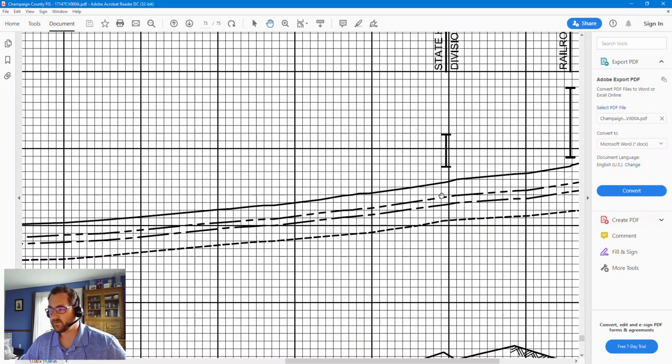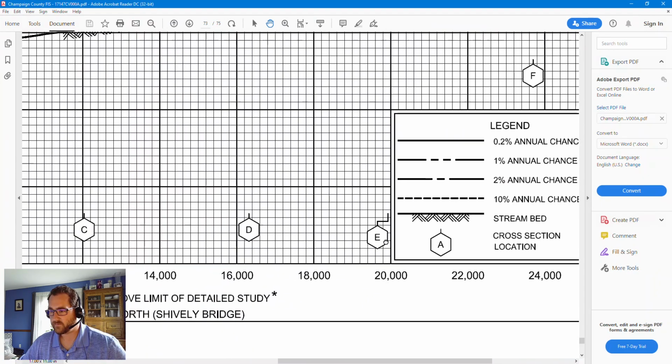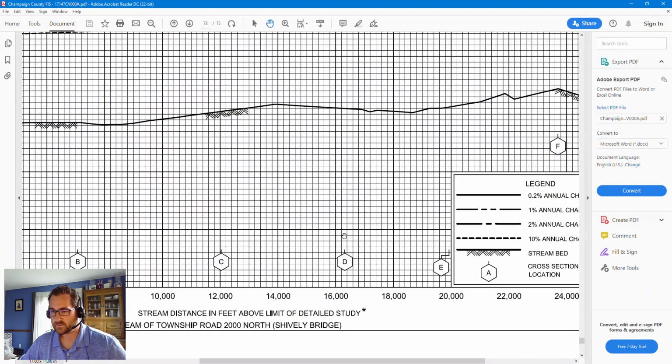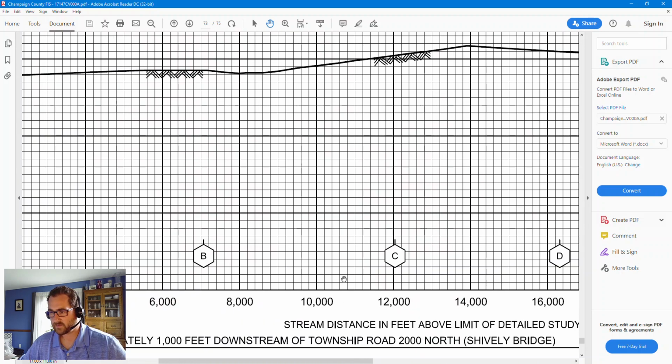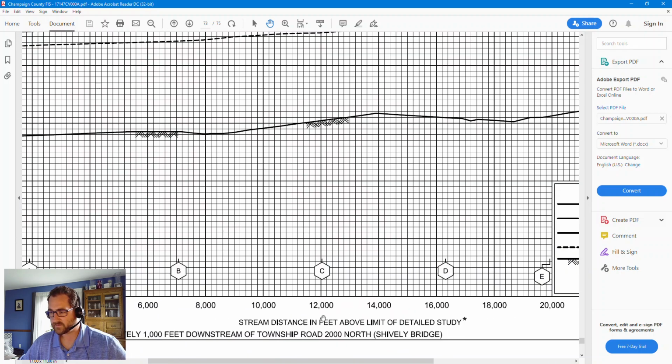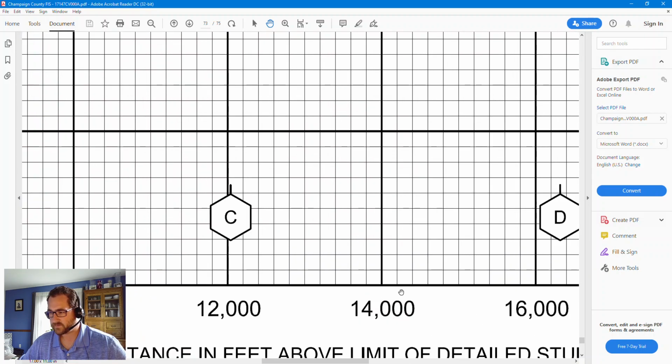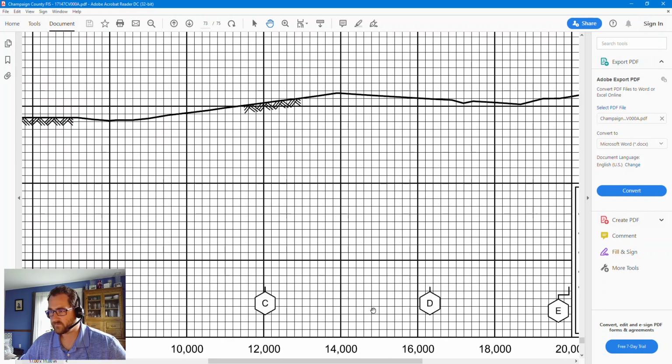Okay, well here's Division Street. Now we come down and we look. See, each one of the boxes that is highlighted or bold is stream distance above the limit of the detailed study. So this is 2,000 feet. There are 10 boxes in here, so that means every one of these is 200 feet.